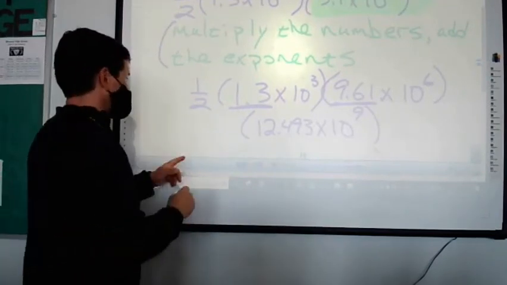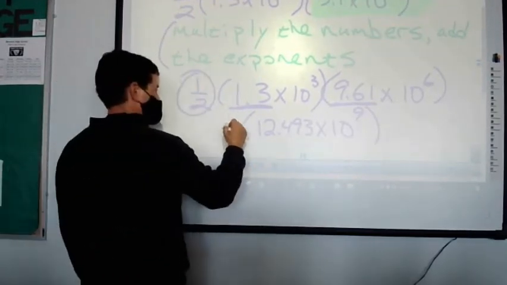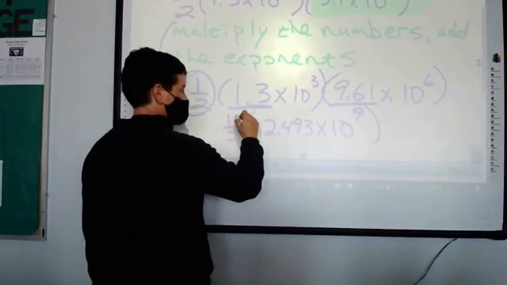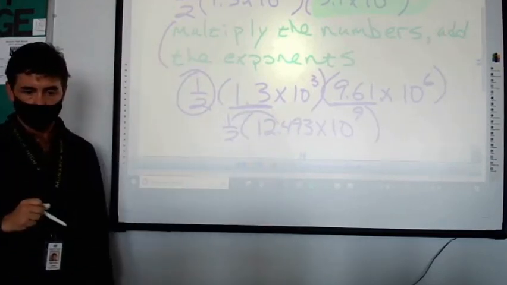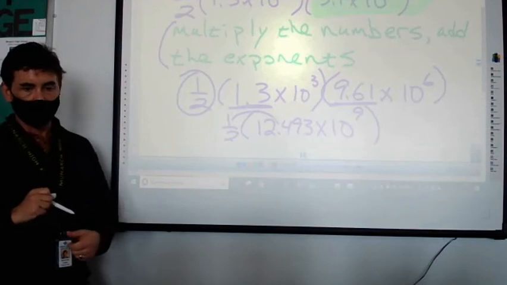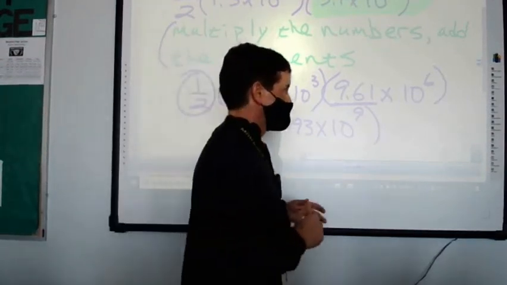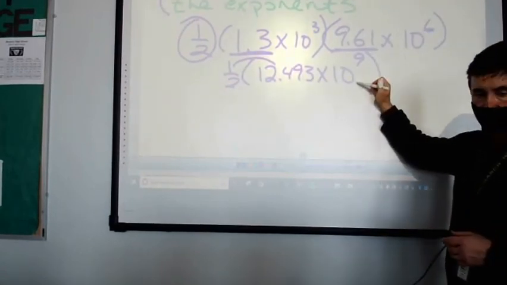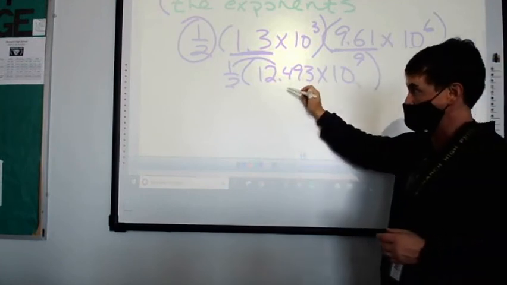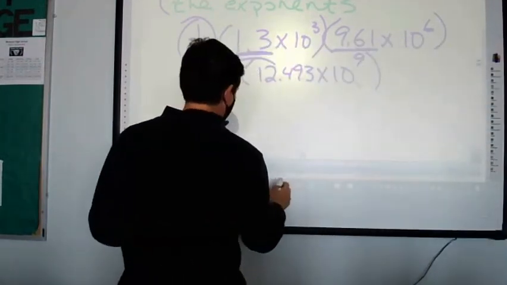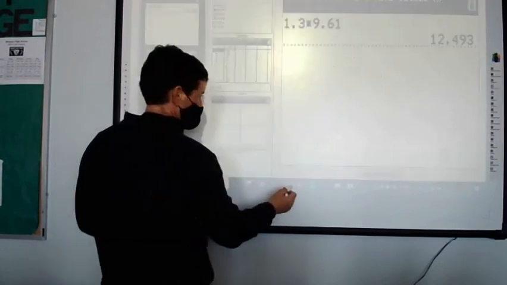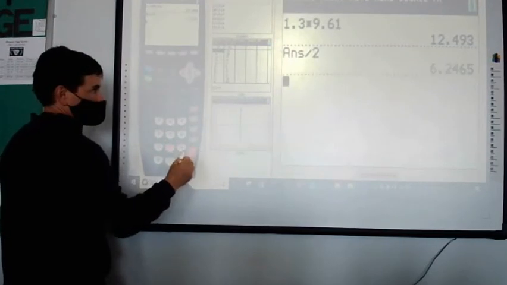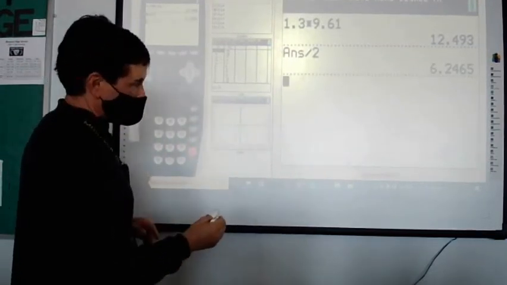Last thing we have to deal with is the 1/2 here in front. When you multiply the 1/2 in front, all you have to do is multiply it by the 12.493. I'll show you why in a second with a much easier example than this, and you'll understand the rule. I don't have to take half of 10 to the 9th power, only the 12.493. So half of 12.493, I can just divide that by 2. Then I'm going to do scientific notation.